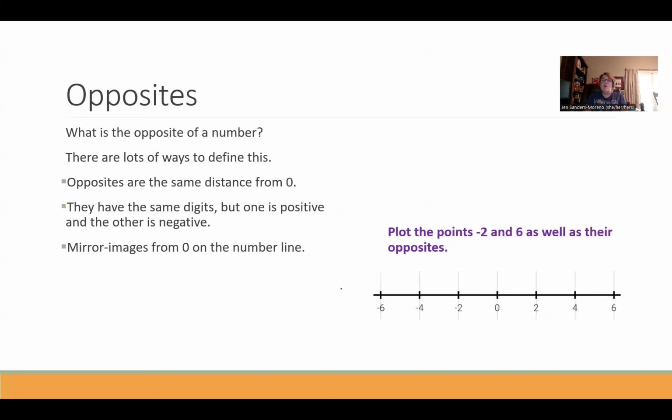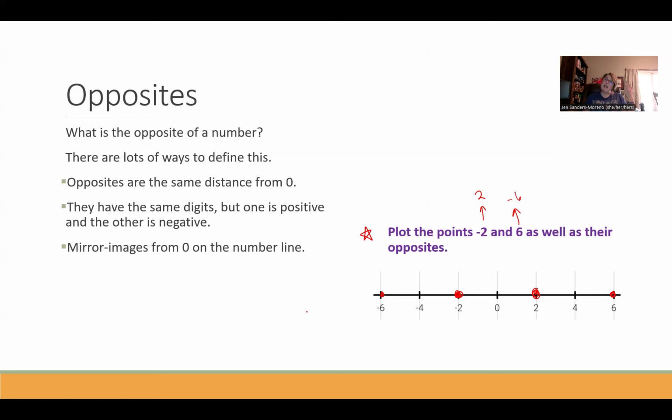Okay, let's talk about opposites. What is the opposite of a number? Okay, so Common Core actually does a really nice job of having students kind of guess what an opposite is and then try to define it kind of after the fact. So here it says plot the points -2 and 6 as well as their opposites. So we'll start with -2. And we would have our students talk about what they think the opposite would be, and they're probably going to guess +2. So -2 and +2 are opposites. And again, 6 and -6 are going to be opposites.